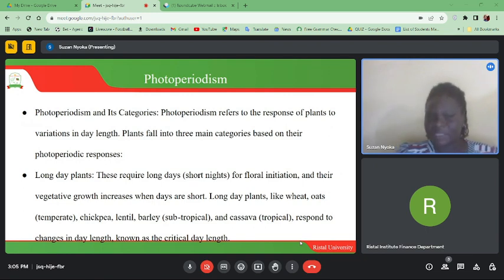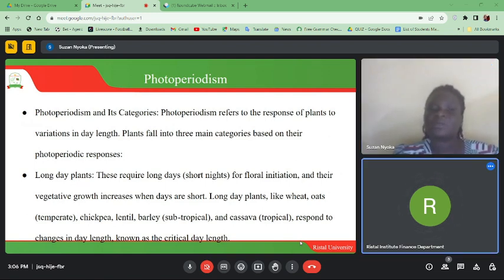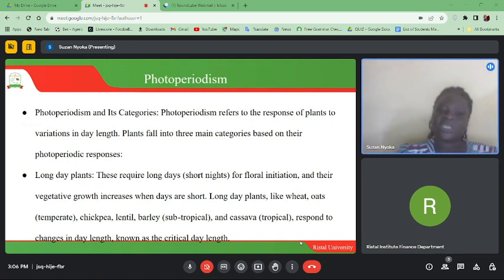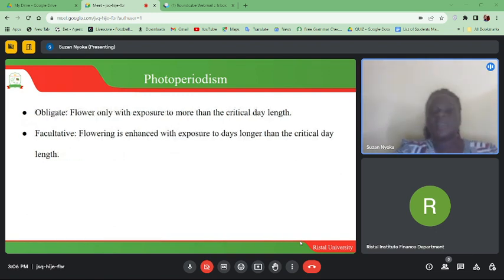One is long day plants. These require long days and short nights for floral initiation, and their vegetative growth increases when days are short. Long day plants like wheat, oats, chickpea, lentil, barley, and cassava respond to changes in day length known as the critical day length. The obligate ones flower only with exposure to more than the critical day length, and for the facultative ones, flowering is enhanced with exposure to days longer than the critical day length.